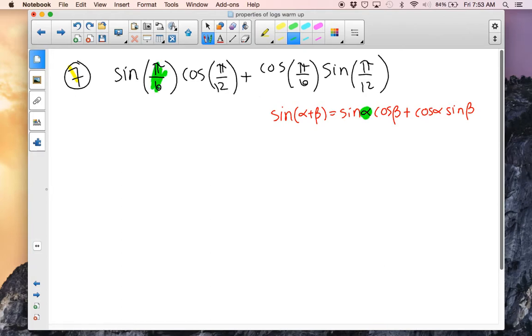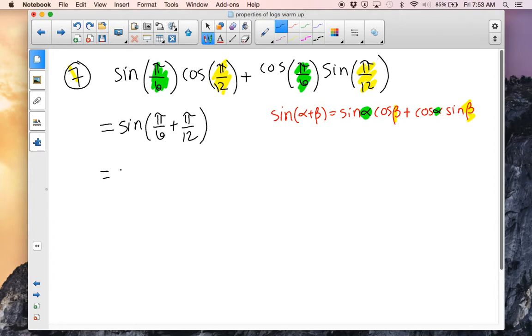is just pi over 6. And your beta is pi over 12. So I'm just going to work backwards. I'm going to say, okay, I know that this equals sine of pi over 6 plus pi over 12. When you add those together, get a common denominator, so times 2 times 2. So this is 2 pi over 12 plus pi over 12, so 3 pi over 12. And I know 3 pi over 12 is just pi over 4.